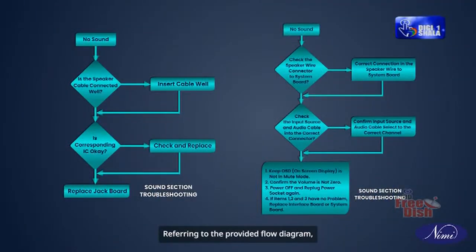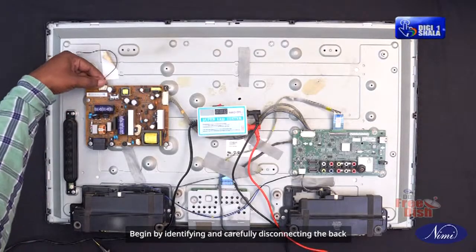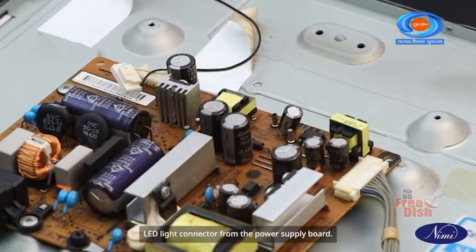Referring to the provided flow diagram, follow the designated steps for mainboard replacement to address the underlying issue. Next, let's troubleshoot the no-picture issue for the LED TV. Begin by identifying and carefully disconnecting the back LED light connector from the power supply board.